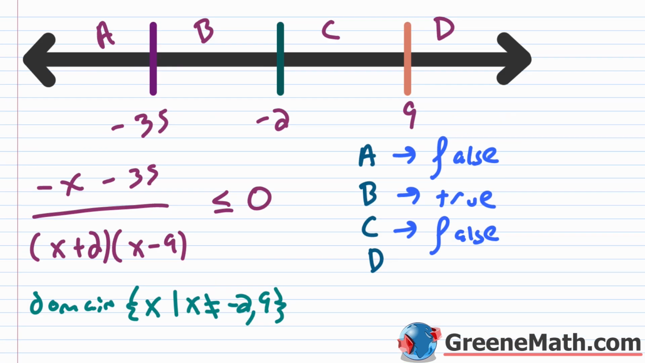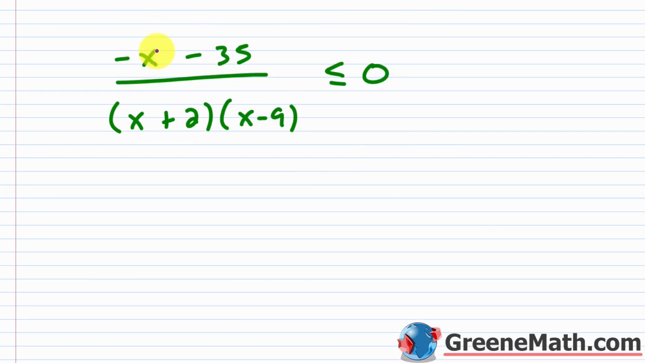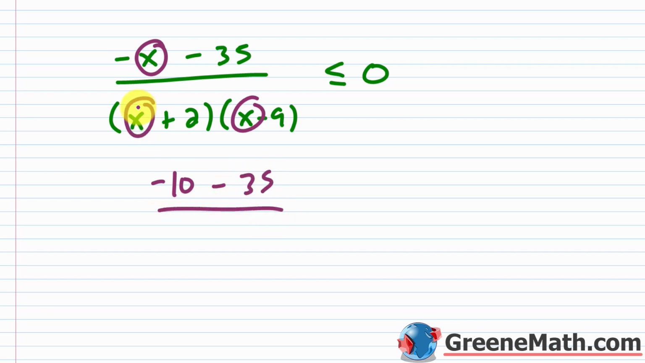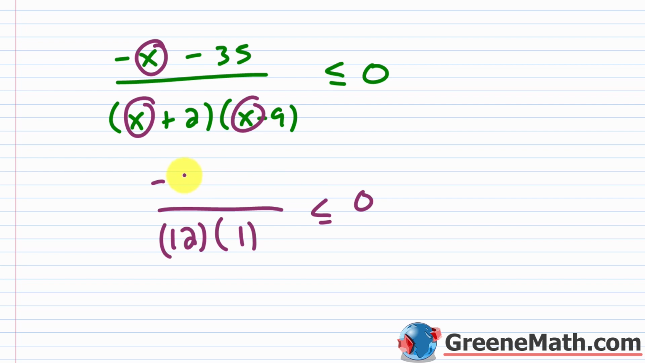All right, then for region D, we can pick 10. So let's just plug in a 10 here and here and here. And we just have to be really careful. We have the negative of 10, so this is negative 10, then minus 35. This is over, and this is 10 that's being plugged in, so it's 10 plus 2, that's 12. And then here, 10 minus 9 is going to be 1. So is this less than or equal to 0? Well, negative 10 minus 35 is negative 45, and this is over 12 times 1, which is just 12. Now, just looking at the sign, we know it's going to be negative, and a negative is always going to be less than 0, so this would be true.